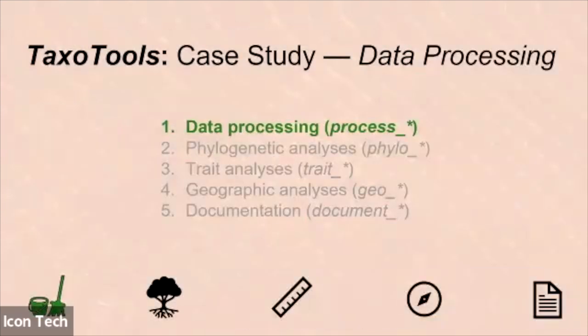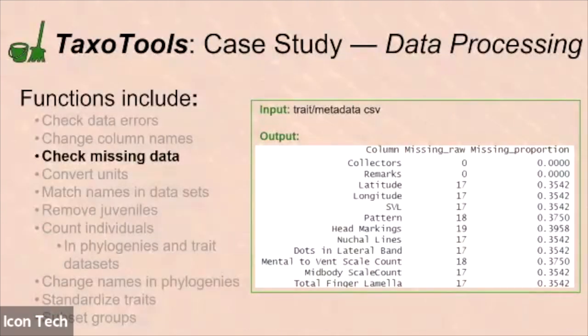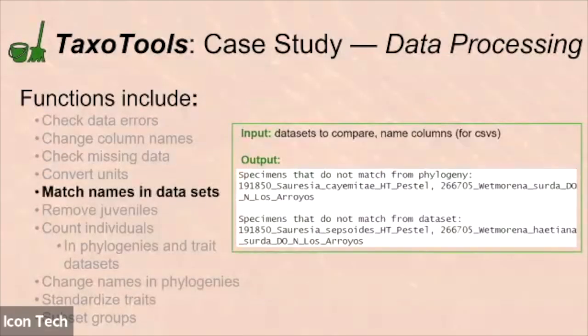Starting first with kind of the data processing functions. So there's a function where you can check missing data and see what percentage of data in each column is missing. This is really important if you're seeing morphological traits with maybe 75% of their data missing, to really look at and evaluate if you want to use that.